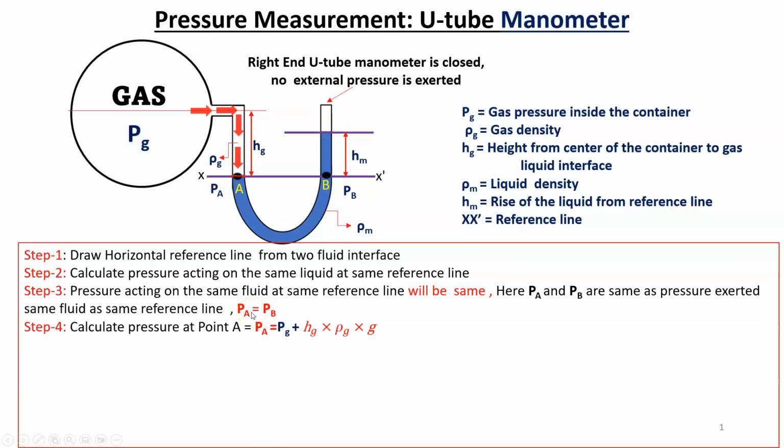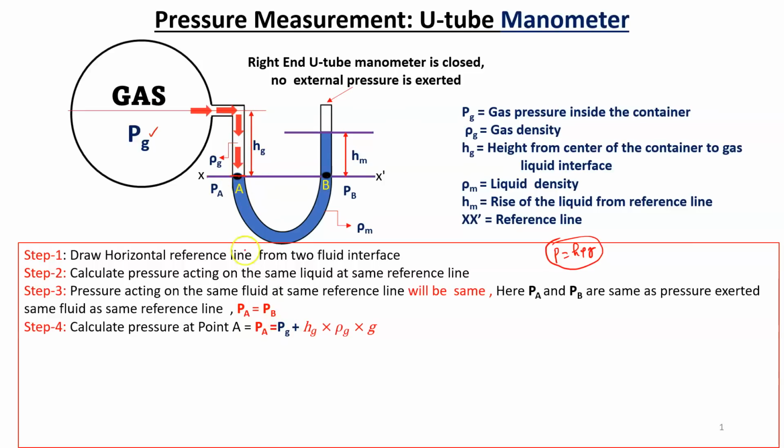Now step number 4: calculate pressure at point A. How do you calculate pressure at point A? Here gas pressure is Pg, and the height difference is hg, from the reference line to the center of the container, and the gas density is rho g. We know that P is equal to h rho g. From this formula we can easily calculate, because we know the height and the gas density, what the pressure at point A will be.